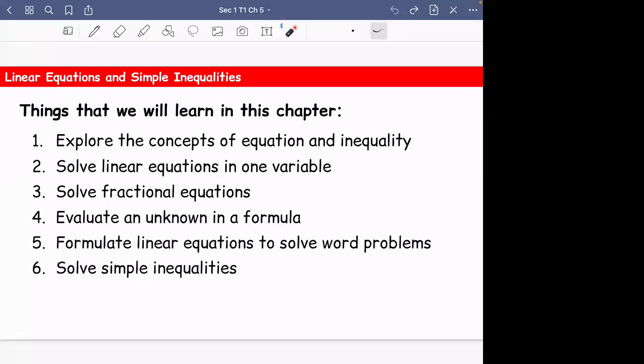And then number 3, solve fractional equations. So what if we're given fractions? Number 4, evaluate an unknown in a formula. So we will have that also. And then number 5, formulate linear equations to solve word problems. And lastly, solve simple inequalities.